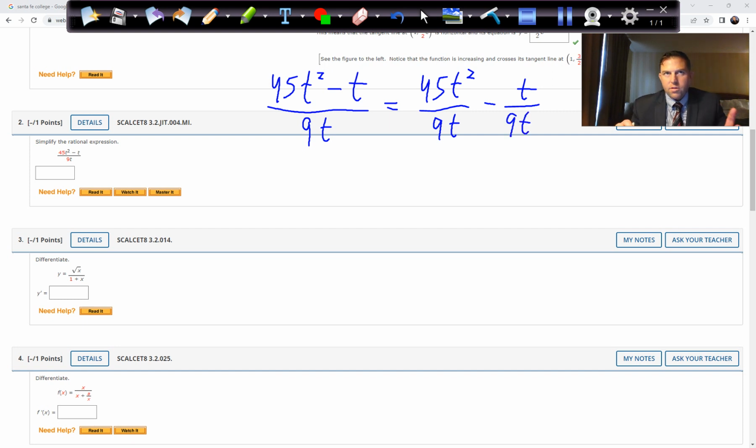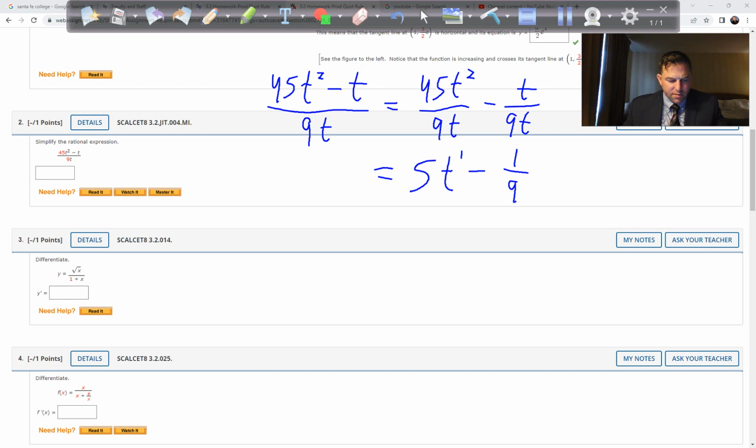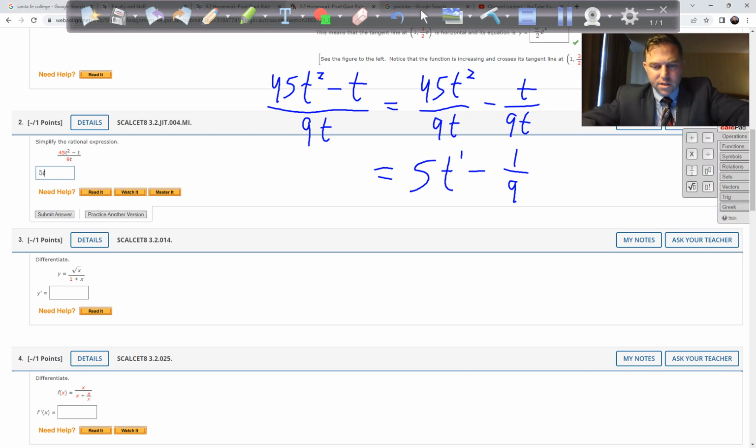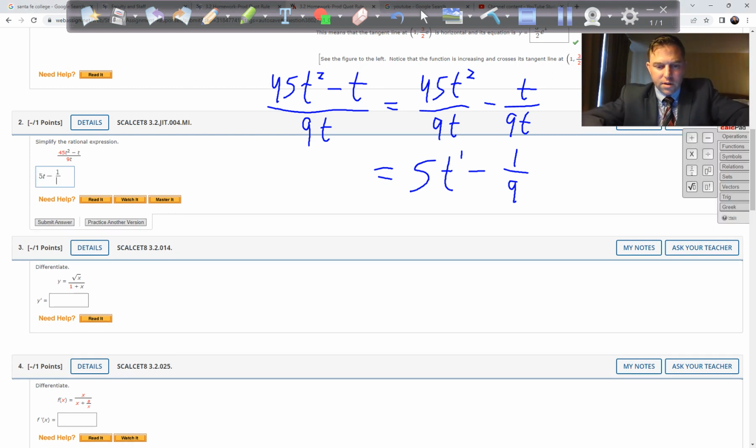So you can only do this if you have multiple things on top and one thing on the bottom, and they're separated by pluses or minuses. Now 45 divided by 9 is 5. And t squared divided by t is t to the first, and this would be minus 1/9. So those t's will cancel, and you just get 1 over 9. So to simplify this, it should just be 5t minus 1 divided by 9.